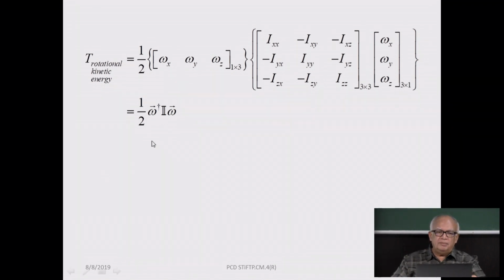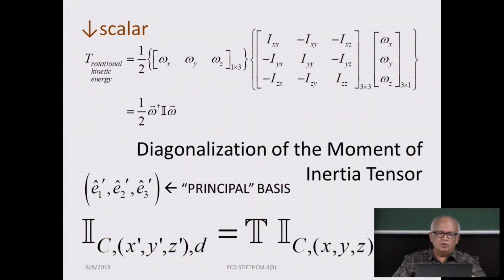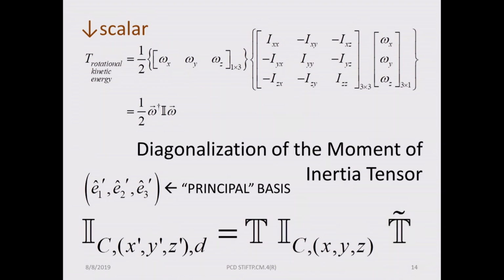It will be a scalar, of course, but a scalar which will result from the contraction of this matrix multiplication involving tensors. So the moment of inertia is a tensor of rank 2, and the angular velocity is a vector. Actually, it is a pseudo vector of rank 1. So from this contraction, what you get, of course, is a scalar. And now that this moment of inertia tensor has 9 terms, you can rotate the coordinate system in such a way that the moment of inertia tensor is diagonalized.